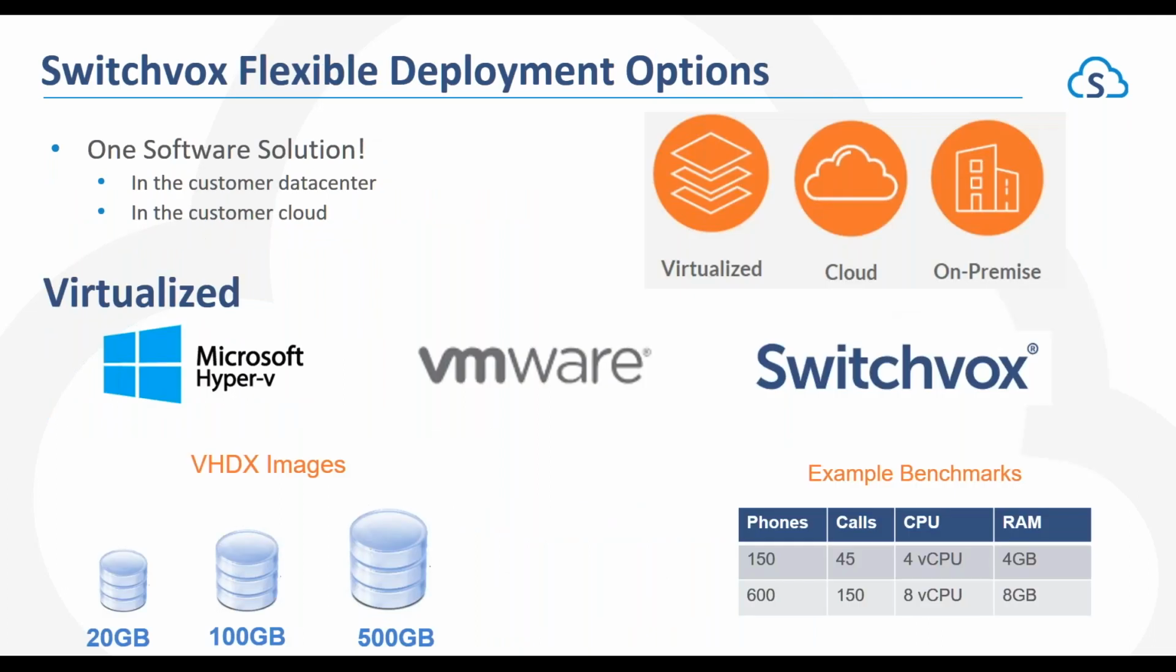Switchbox is available, as I said, in a virtualized environment. You can run it on Hyper-V, which is Microsoft-based virtualization technology, or VMware. You can also buy cloud-based services from us. We have Switchbox as a service, or Switchbox as a cloud, or you can have on-premise deployments. There are three kinds of deployments: small, medium, and large. So we offer virtual disk images for every kind of deployment here.